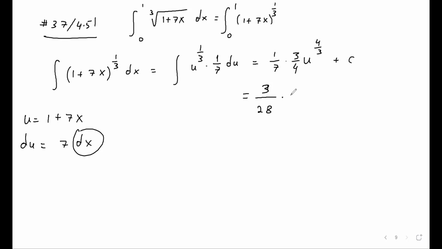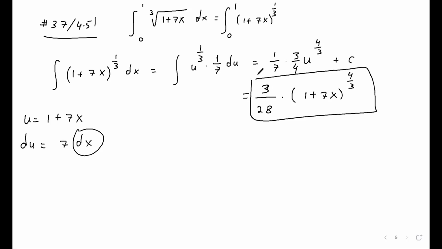So that's going to be the result, and that's going to be 3/28 times, and you remember it was 1 plus 7x. So 1 plus 7x will be to the 4/3. So this, folks, is the antiderivative. We said we don't need that constant c. Why did I put that there? Okay, so this is the antiderivative.